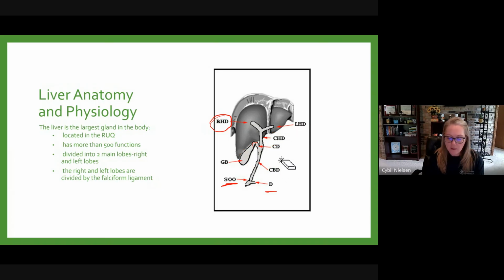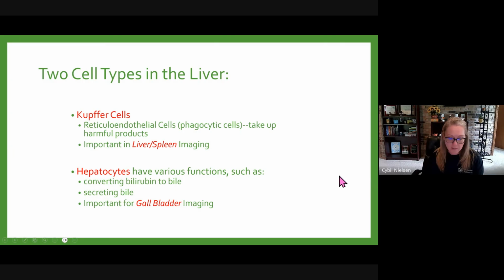Why do we need to know that? If the patient has a blockage in the common hepatic duct, you will not see gallbladder or small bowel. If the patient has a blockage in the cystic duct, you're not going to see gallbladder. And if the patient has a blockage in the common bile duct, you'll see the liver and the gallbladder, but you won't see bowel. So it's important to know where the blockage is and what you will see on our HIDA imaging.